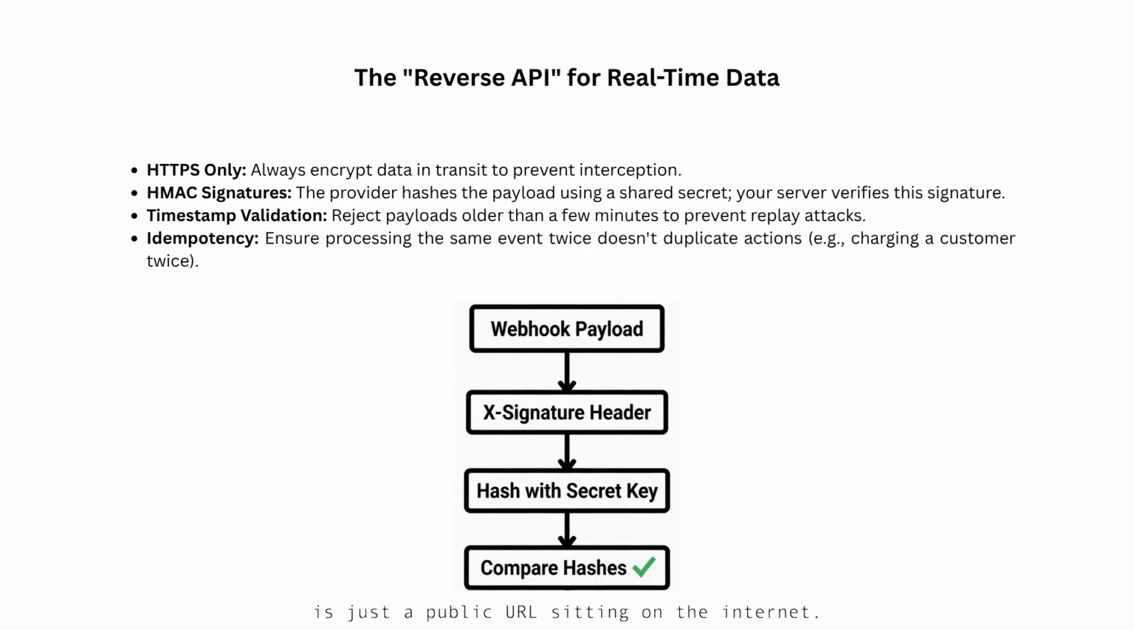Because a webhook endpoint is just a public URL sitting on the internet, security is non-negotiable. If you don't secure it, anyone can send a fake POST request to your app and trigger unauthorized actions. The standard here is an HMAC signature verification. The sender hashes the payload with a secret key and sends it in the header. Your server does the exact same math. If the hashes match, the payload is authentic. We also use timestamps to prevent replay attacks and idempotency keys to ensure that if a webhook is retried, we don't accidentally process the same data twice.